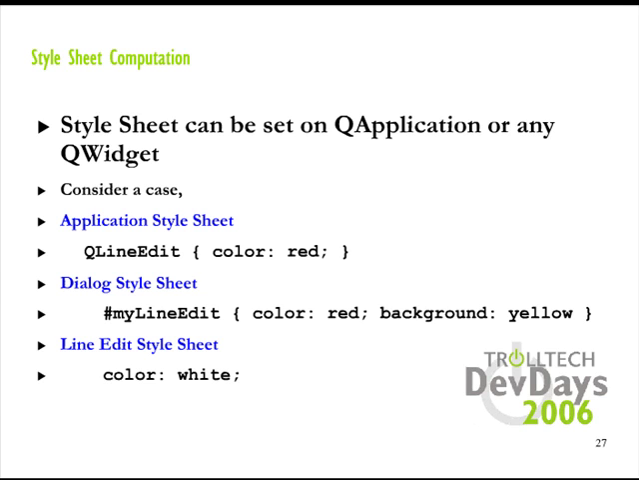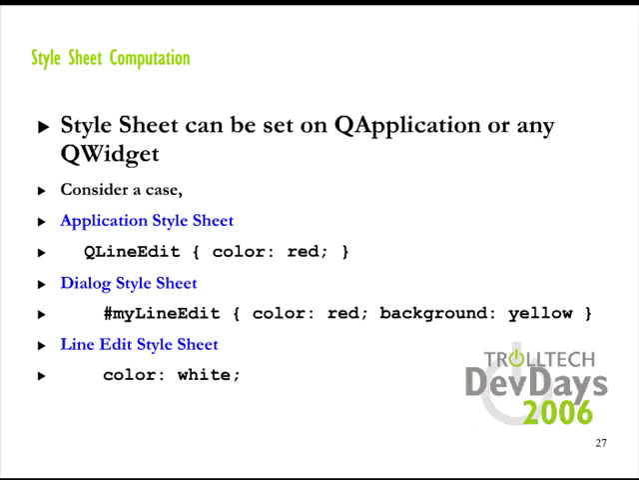It can come from the browser. It can come from the user. It can come from external style sheets. It can actually be embedded inside the HTML itself. We have something similar. You can set a style sheet on the application, which is QApplication. You can set a style sheet on the widget, or its parent, or its grandparent, and so on.